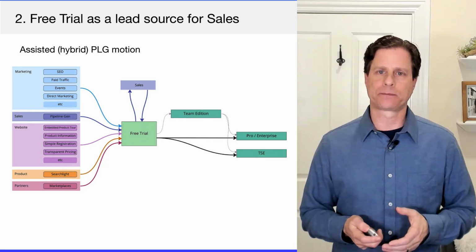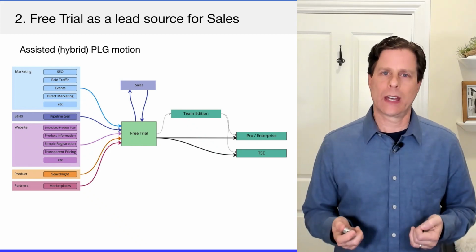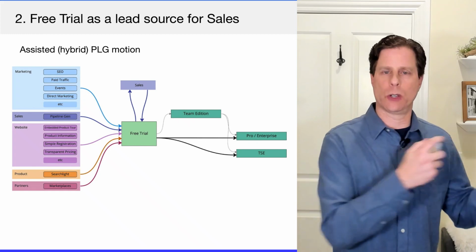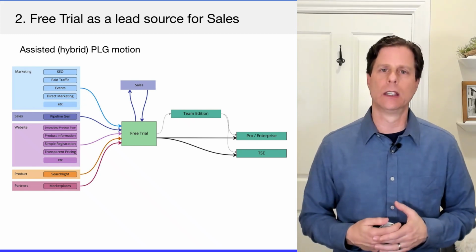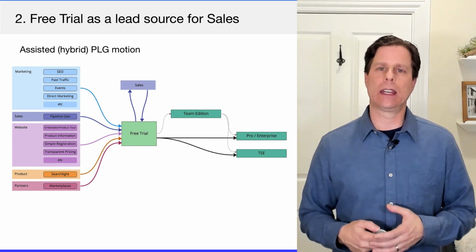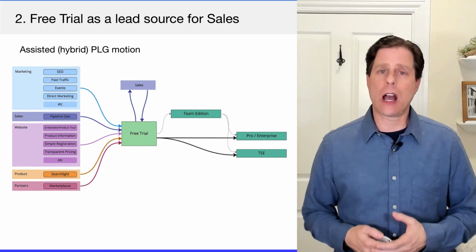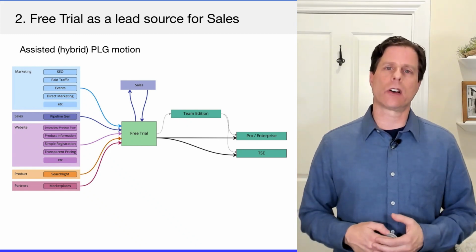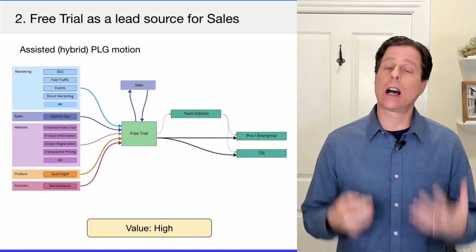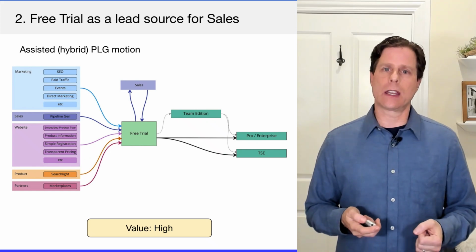And as before, sales can focus then on selling them into a Pro or Enterprise or TSC or possibly Team Edition. The value here is that we're driving a lot more leads because we're using the free trial as a way to attract and qualify all of these prospects. And we're also seeing that the close rates are higher and that the sales cycles are a lot shorter. So because of this, the value to us is high. And let's take a look at some of the numbers.